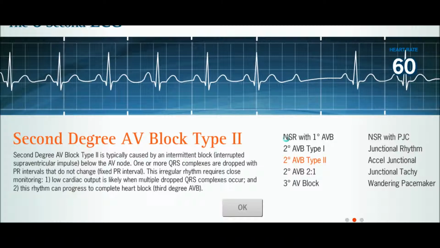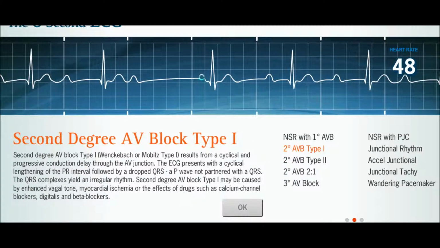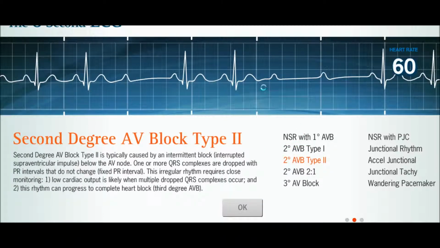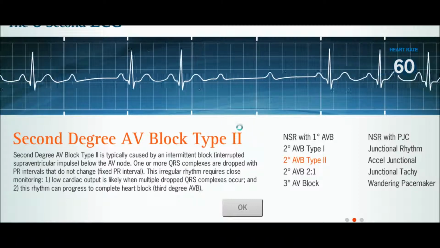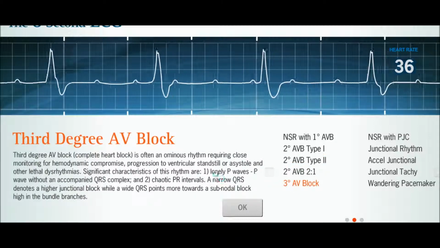They're evenly spaced. When we go to a second degree type 1, they get longer. P, QRS is short, P, QRS is long, P, QRS is even longer, okay? So this is a second degree AV block type 1, and this is a second degree AV block type 2. Okay, now we're going to move on to the third type of AV block.